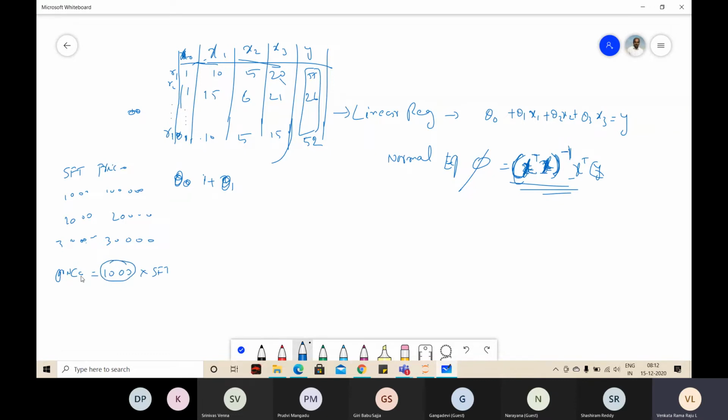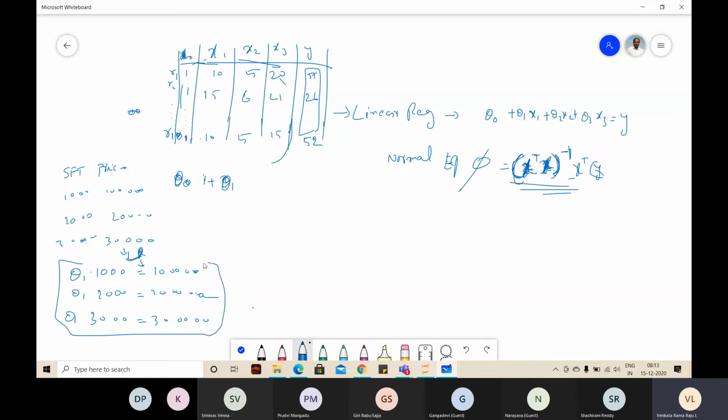If we don't know this, right, right away I'm putting it like that. If I don't put it like that, I would have formed the equations like this. Theta 1 into 1000 is equal to 1 million. Theta 1 into 2000 is equal to 2 million. I am not putting zeros correctly, but take it. Theta 1 into 3000 is equal to 3 million. Like this, I would have formed equations when I passed it to linear regression, and then solved these equations to find this unknown.